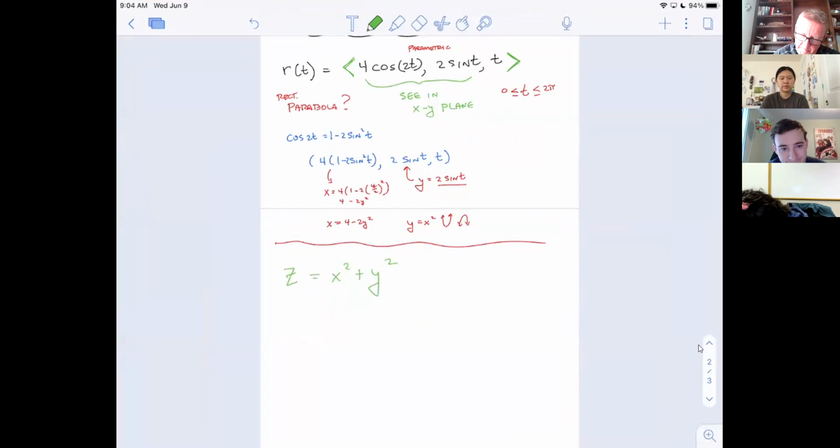We're going to add to it y equals 3x minus 2. So the way this will get worded in your assignment is something like this: find a vector equation, not a vector valued function, but just a vector equation that means the same thing, for the intersection of these two surfaces.